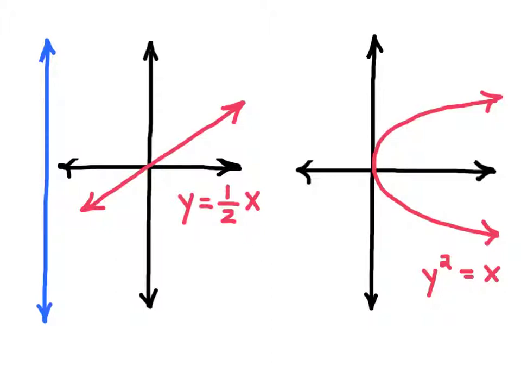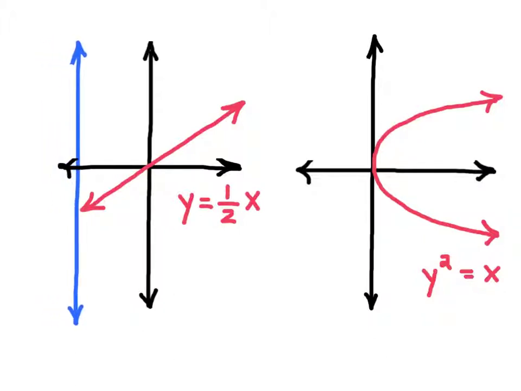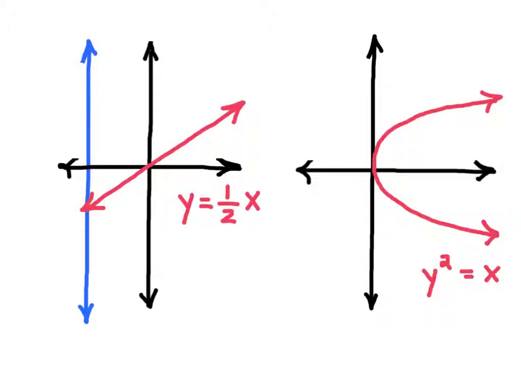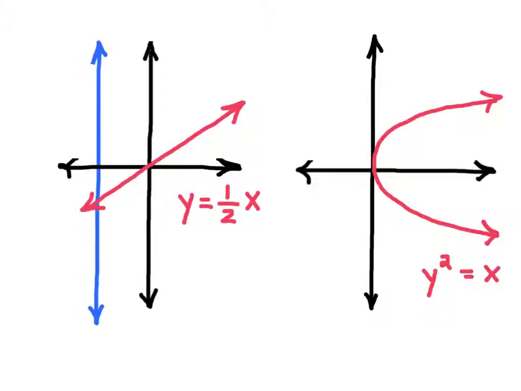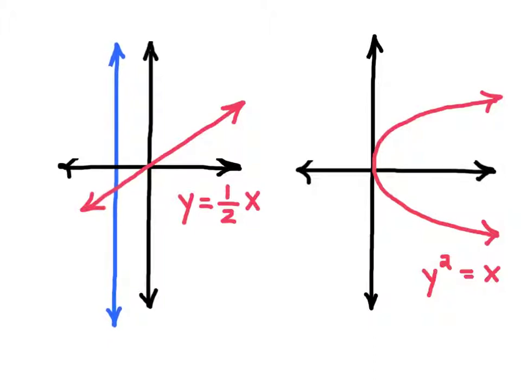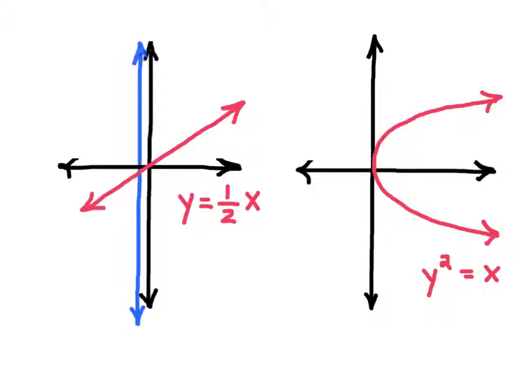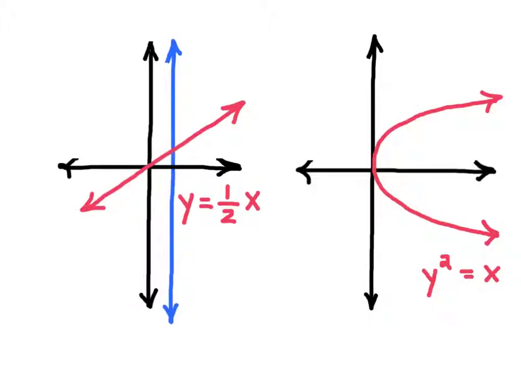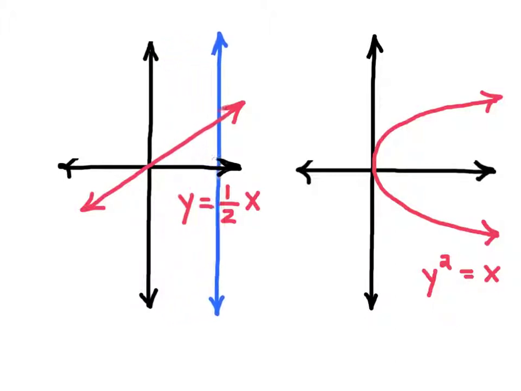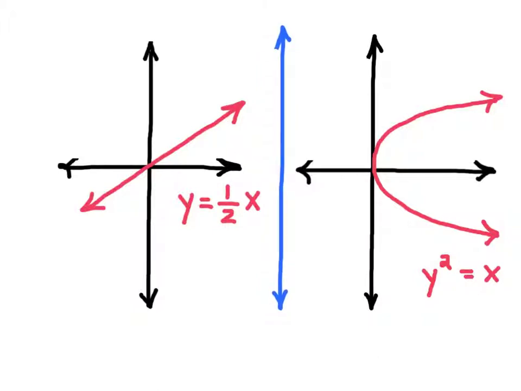What we're going to do is use the vertical line test. We're going to take this blue vertical line and run it along the domain, the x-axis, to make sure that we touch our function always at only one place. As I'm running this along, you can see that my red relation and my blue vertical line always touch at only one place. So we can see, using the vertical line test, that y equals 1/2 x is in fact a function. So this is a function.